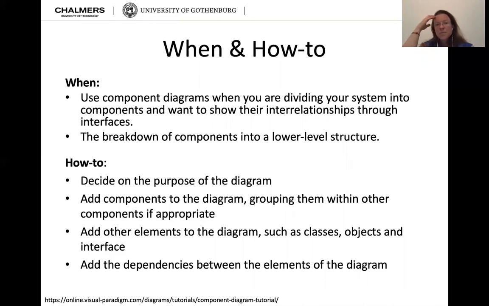How do you make them? So first you decide on the purpose of the diagram. So what exactly is it that you want to show? Do you need the actors in there? Do you not need the actors in there? You'll see that a little further down. We have examples for both.